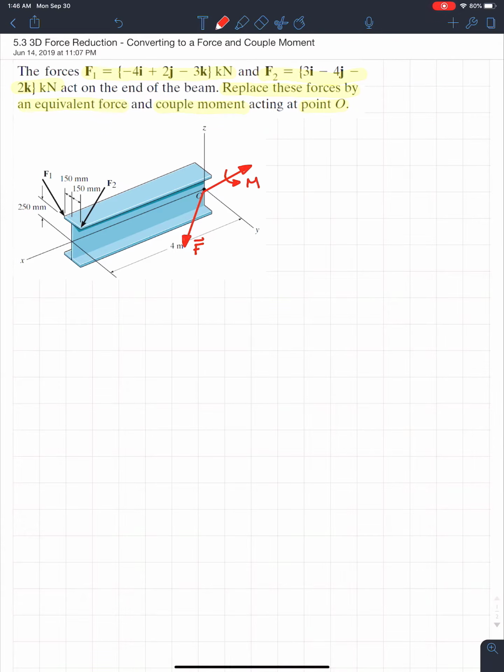So there's kind of a nice little procedure for this. It's kind of similar to 2D. What I like to do for this is, one, I want to determine the moments. So moments caused by the forces. So that's where we're going to start. So moments caused by the forces.